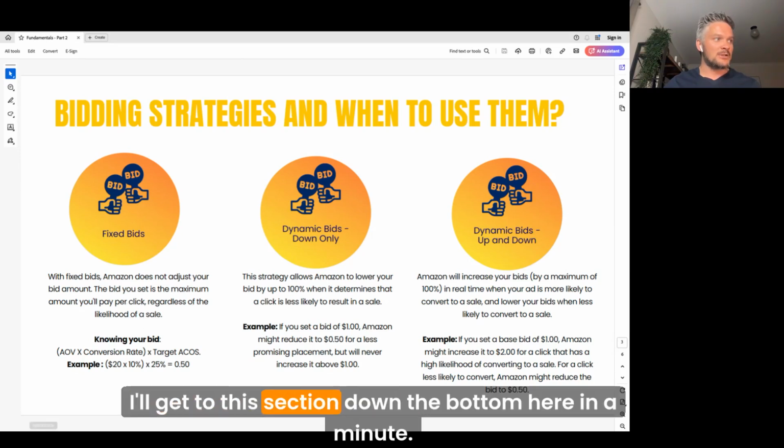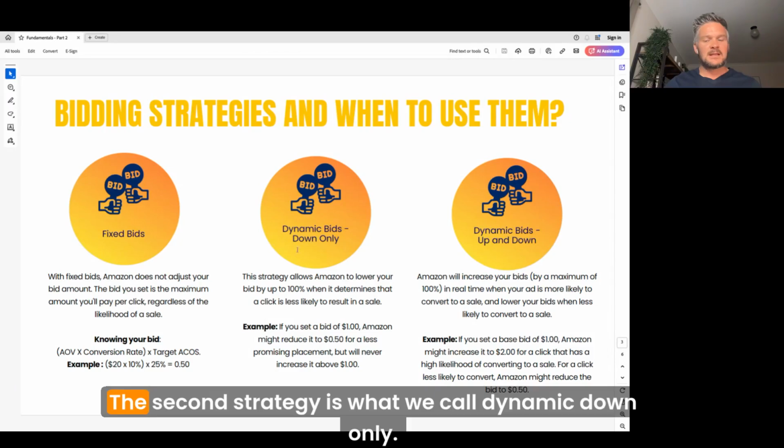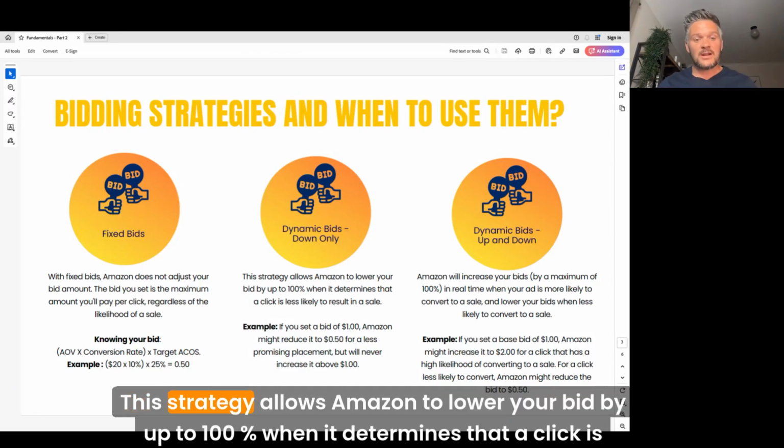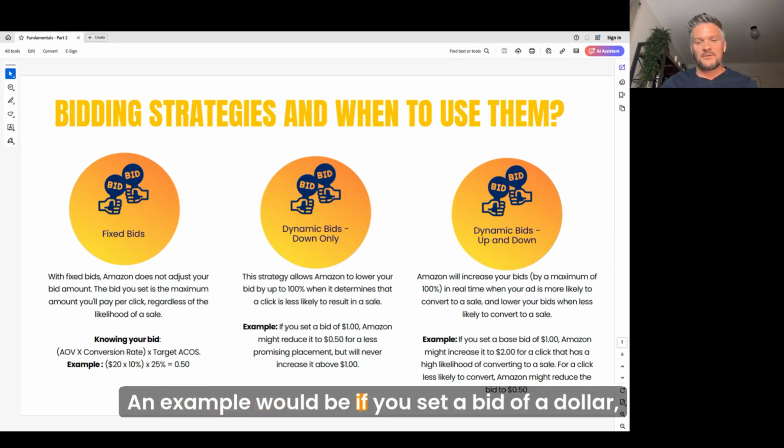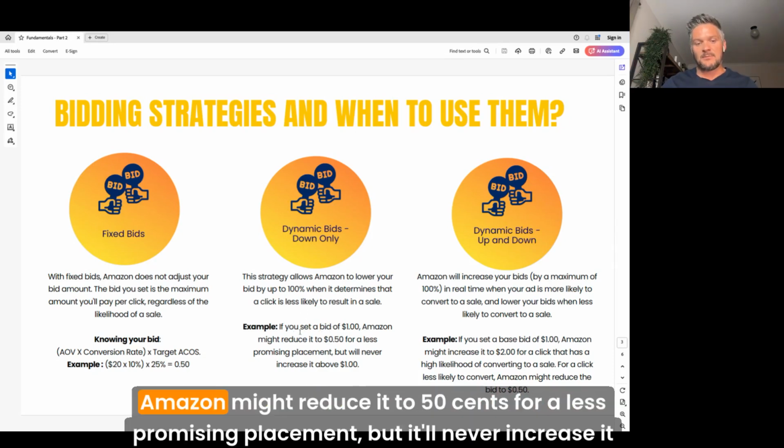I'll get to this section down the bottom here in a minute. The second strategy is what we call dynamic down only. This strategy allows Amazon to lower your bid by up to 100% when it determines that a click is less likely to result in a sale. An example would be if you set a bid of $1, Amazon might reduce it to 50 cents for a less promising placement, but it'll never increase it above $1.